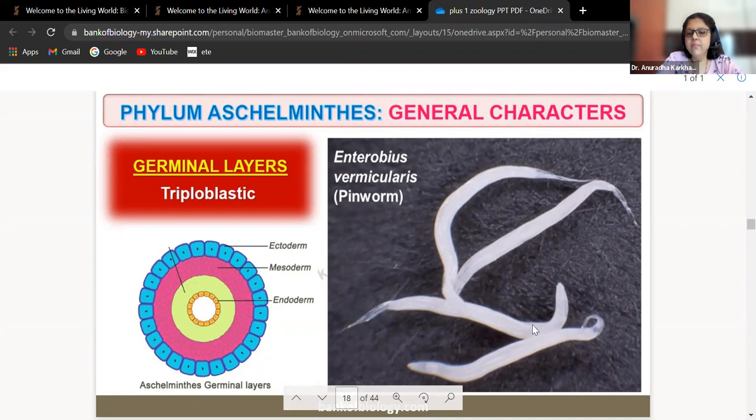This is your pinworm. Loa loa is concerned with, no, it is called loa disease only. It's not a disease you cannot take care of; that worm can be taken care of very easily, but if you don't take medicine then that worm can, you know, enter every part of your body. Okay, this is your Enterobius vermicularis, which is nothing but your pinworm. Iska jo ye tapering hai na, ek pin ke jaisa dikhta hai, therefore isko pinworm kaha jata hai.